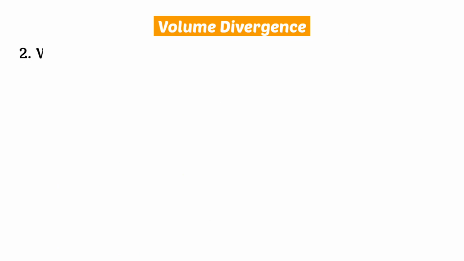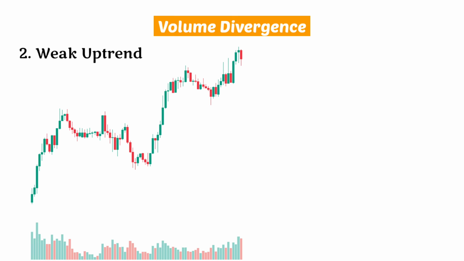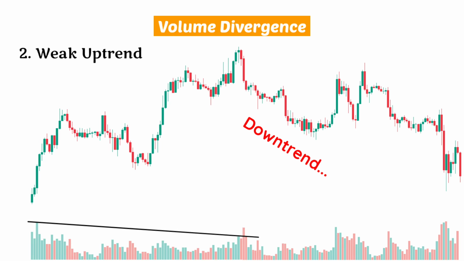The second type is a weak uptrend. Here, price continues moving higher, but instead of increasing, volume starts declining. This tells us that fewer new buyers are entering the market, and the bullish trend is gradually losing strength. From this point, the market may either move sideways or eventually reverse to the downside.